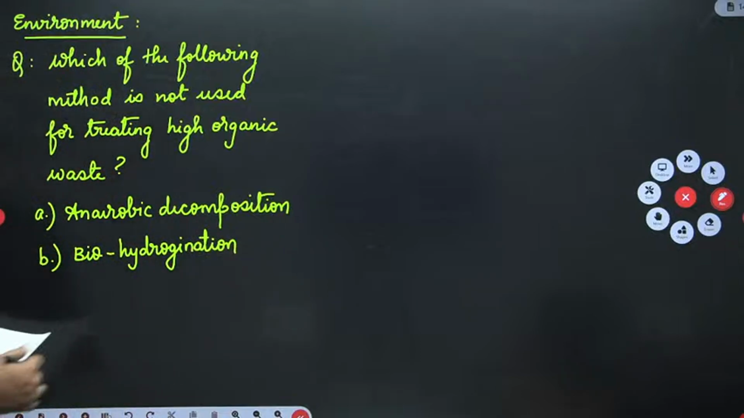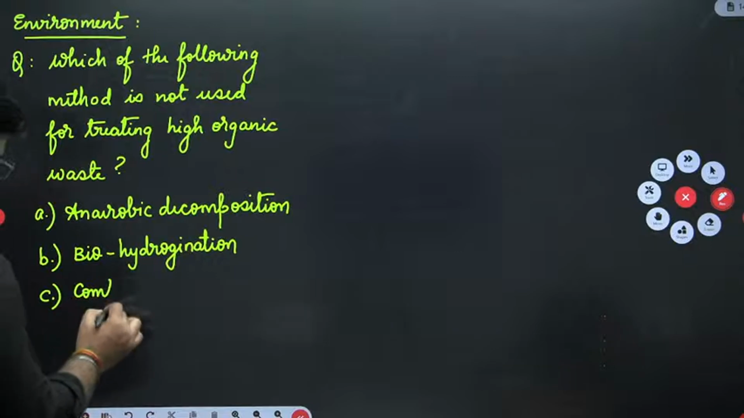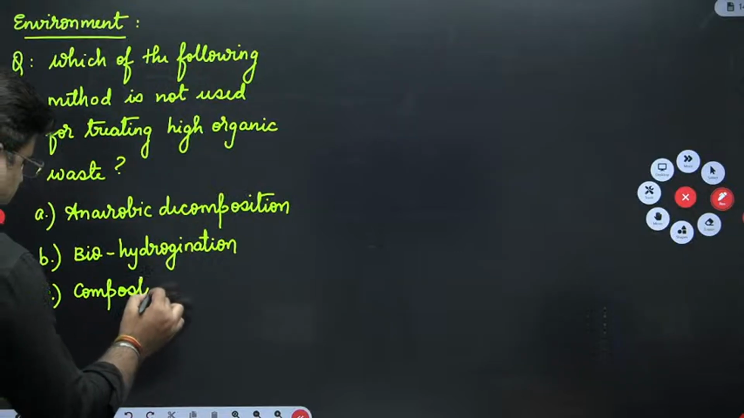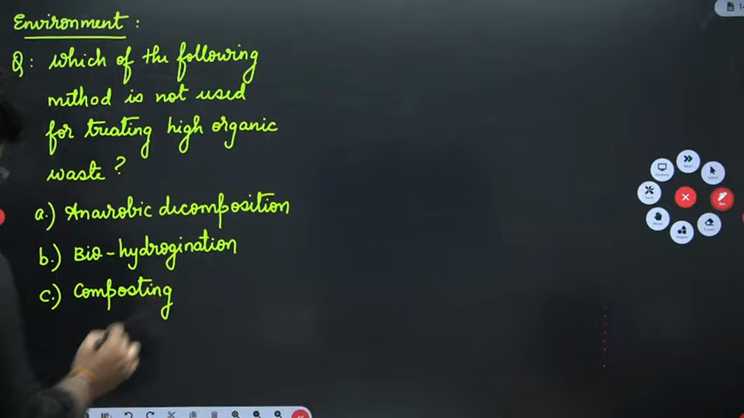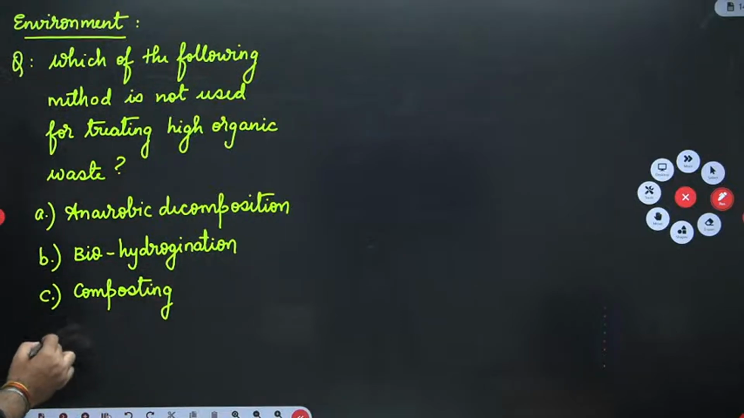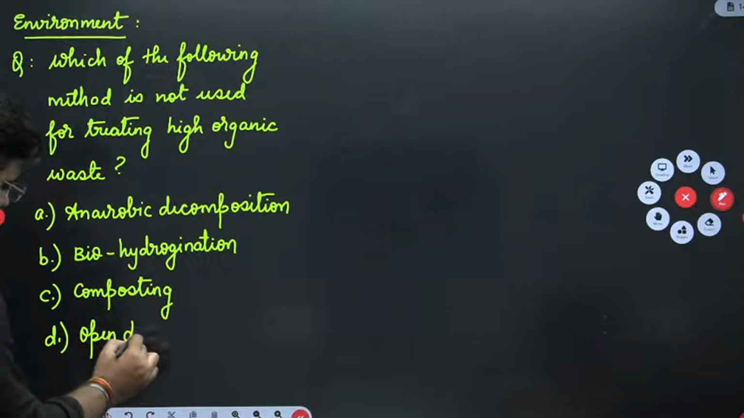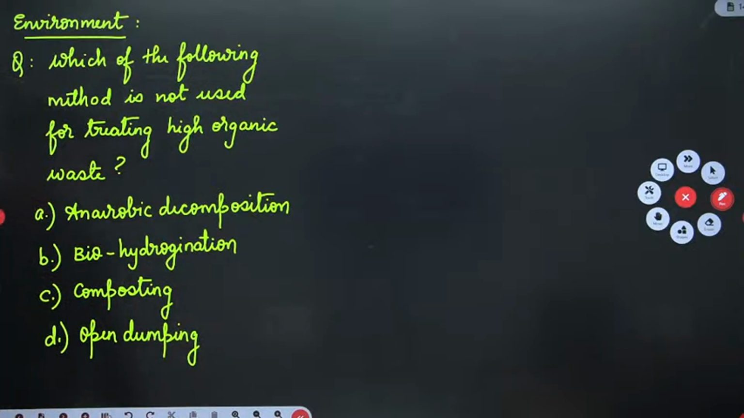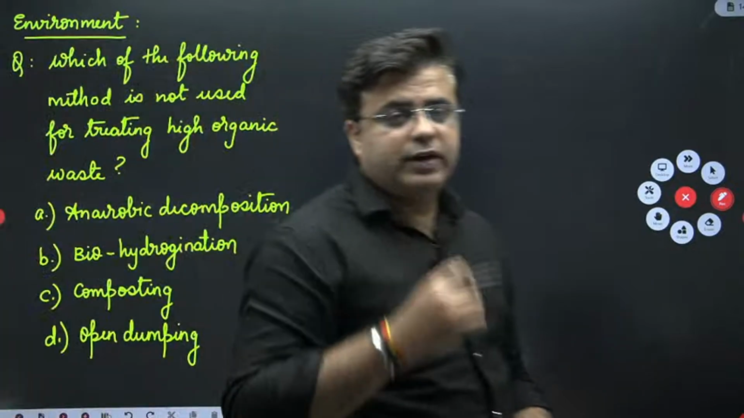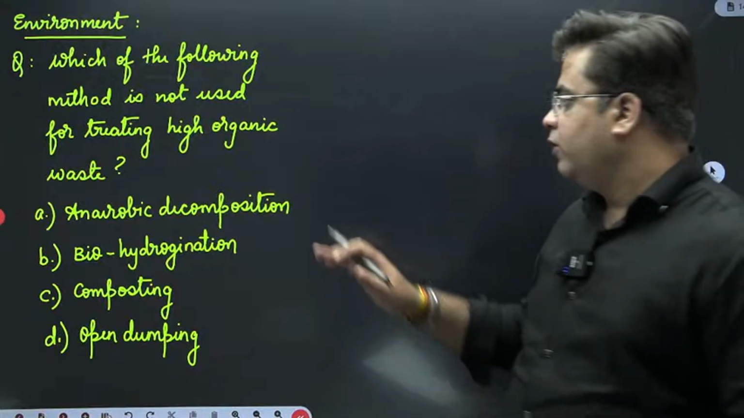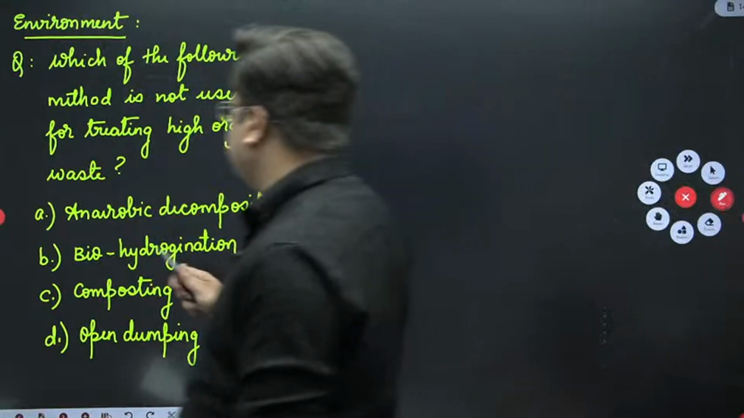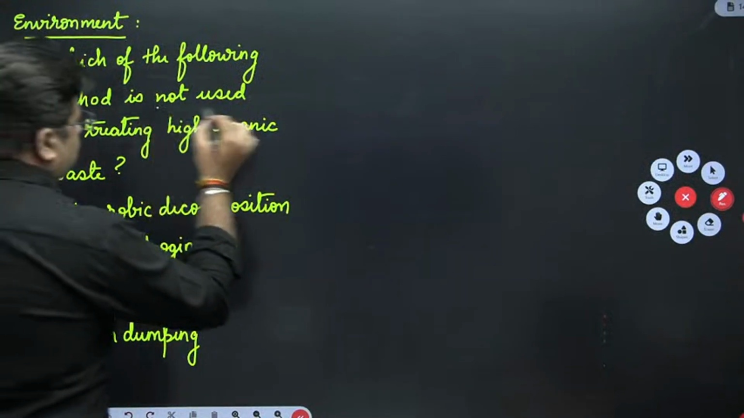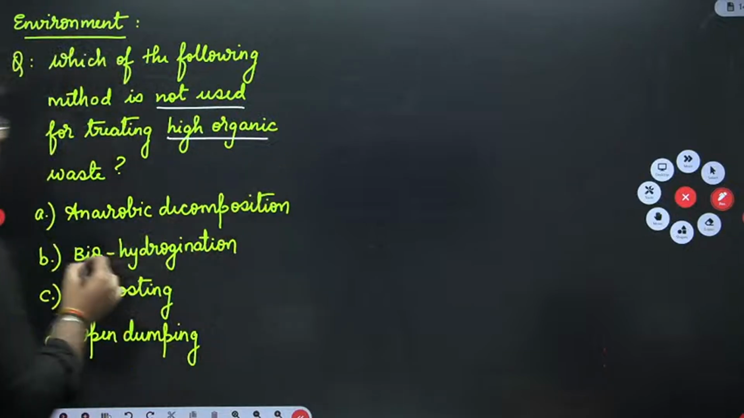Then you have composting. And then you have open dumping. So it was a multiple select question where you need to find out which of the methods is not used to treat highly organic waste.